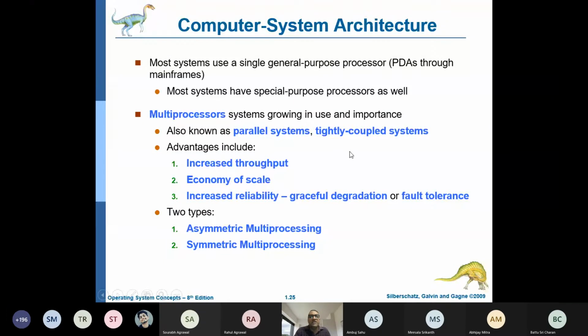Throughput means the number of instructions, or the number of applications that can be run, and that can be enhanced using a multi-processor system. Obviously, because instead of one processor, if you have four processors, you can run four instructions in parallel, right? But it's not all the time, but you can do that.